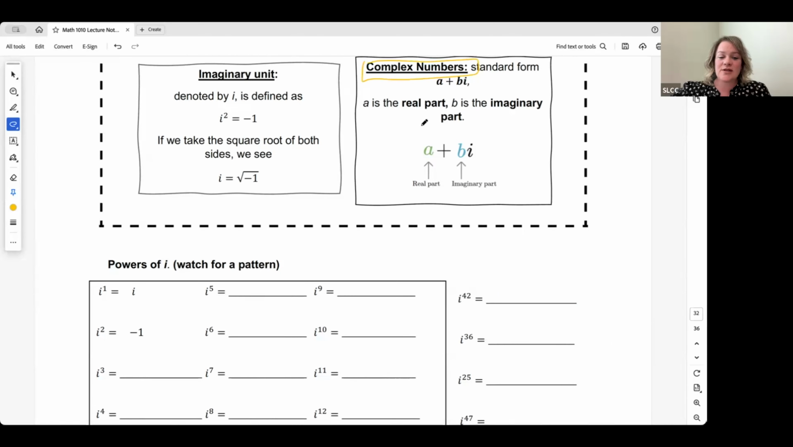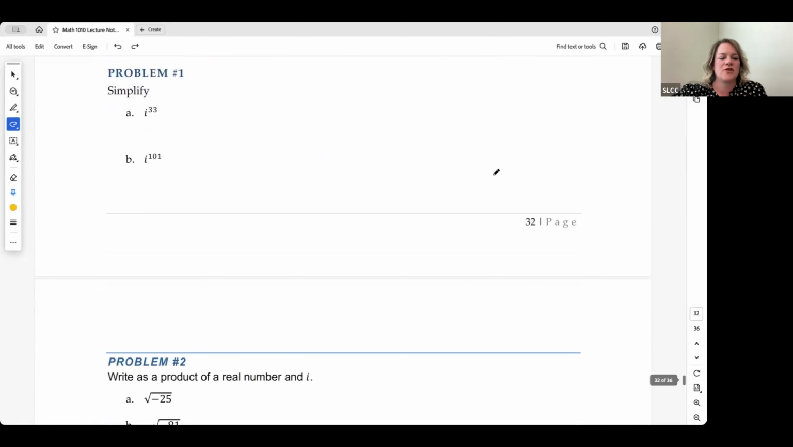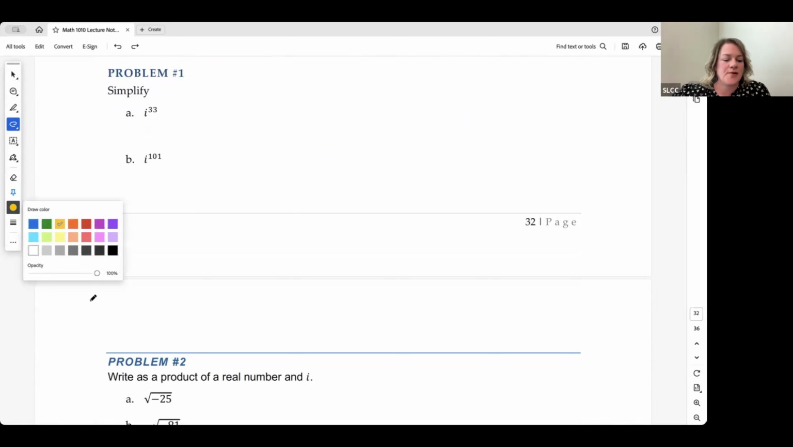The complex numbers include a real part and an imaginary part. So a and b are real numbers, but then i, that's the imaginary part. So bi would represent the imaginary part. Let's think about one more chart before we look at how to do that.